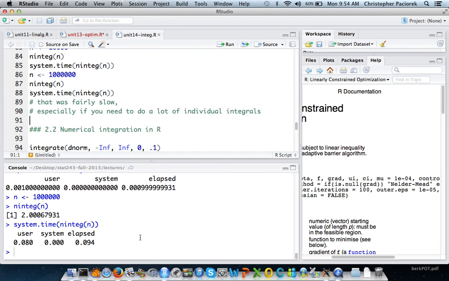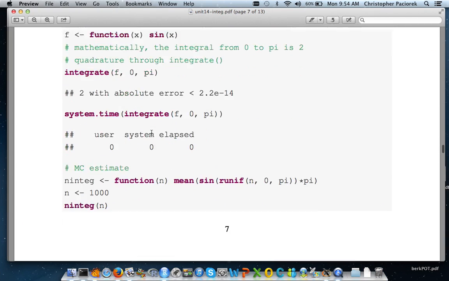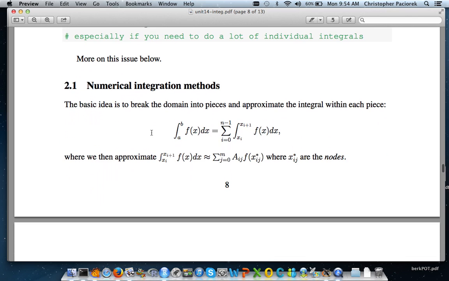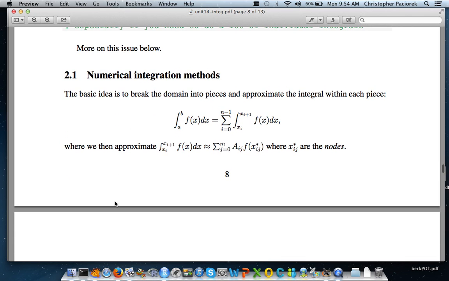Okay, so let's talk a little bit about methods for estimating these integrals numerically. Okay, so the basic strategy in a lot of different numerical integration methods can actually be rewritten in this form, is to write the integral.